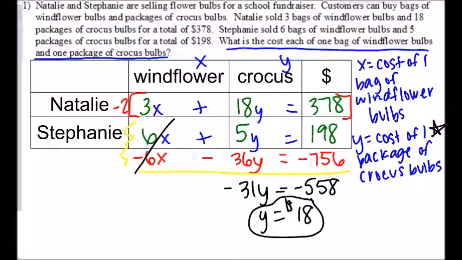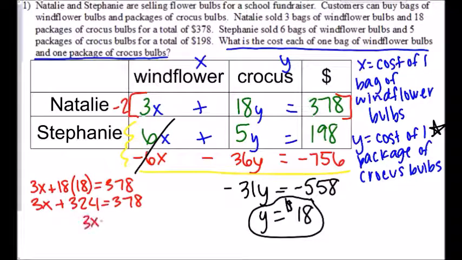Okay, to find x, you just take the y value and plug it back in. I'm choosing the top equation. You can pick either one. So I've got 3x plus 18 times y, which we now know is 18, equal to 378. Just simplifying, and then subtract. So x is also going to be 18, and we want to label that with dollars so we know what the unit is. Then you're done.